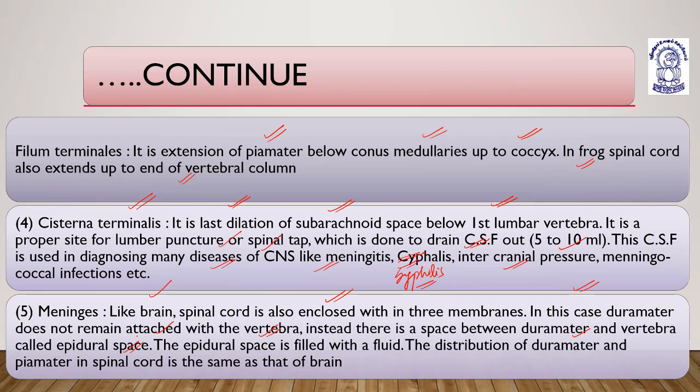Like the brain, the spinal cord is also enclosed by three meninges. In the spinal cord, the dura mater is not attached to the vertebrae. There is a space between the dura mater and the vertebrae, which is known as the epidural space. The epidural space is filled with fluid. The distribution of dura mater and pia mater in the spinal cord is the same as that of the brain.